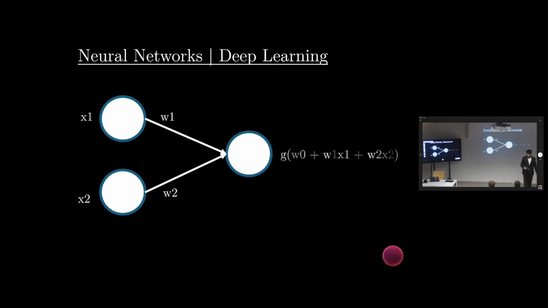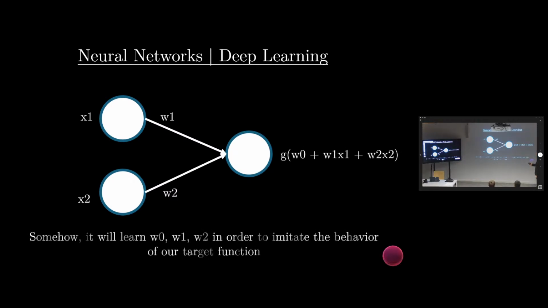And somehow, later, it will learn W0, W1, W2 in order to imitate the behavior of our target function. He doesn't say how it's going to learn it, but it will. Just trust me for now. Okay, let's try to make our first neural network.